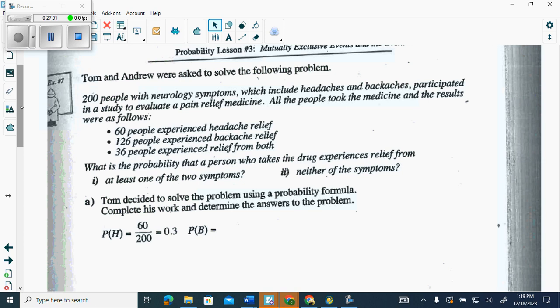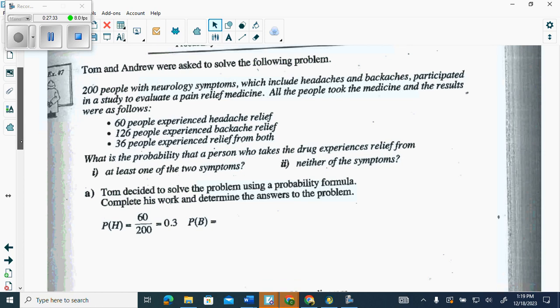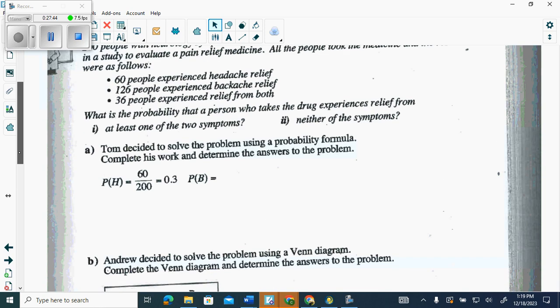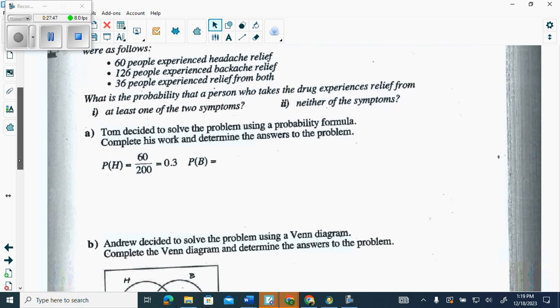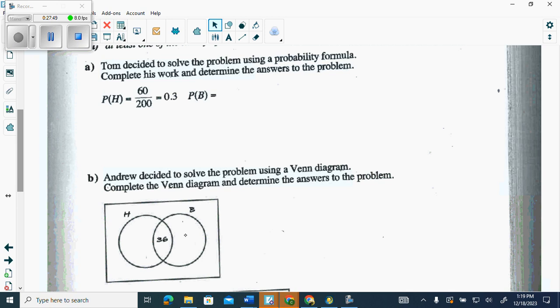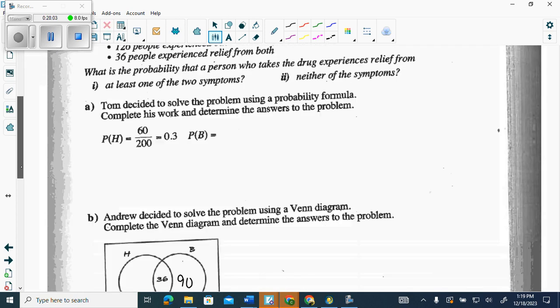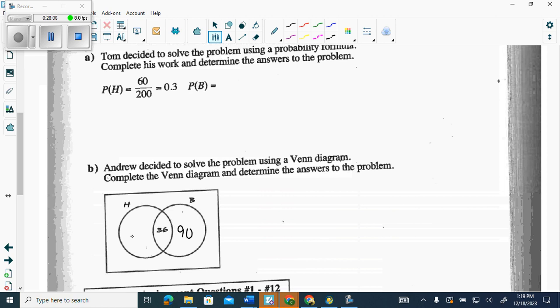200 people with neurology symptoms, which include headache and backaches, participated in a study to evaluate a pain relief medication. All the people took the medicine and their results were shown below. So there's 200 total. So we go down here and we do our Venn diagram. There's 36 in the middle, 126 experienced backache relief. So this would be 90. And then this one, 60 experienced headache relief. So how many would be in just headache only? 24. How many are on the outside? 50.